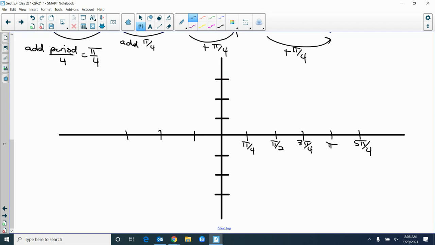Well, we said it started at 0, right? It went all the way up to 3, 0, negative 3, back to 0. So this is what I need to see. One cycle.